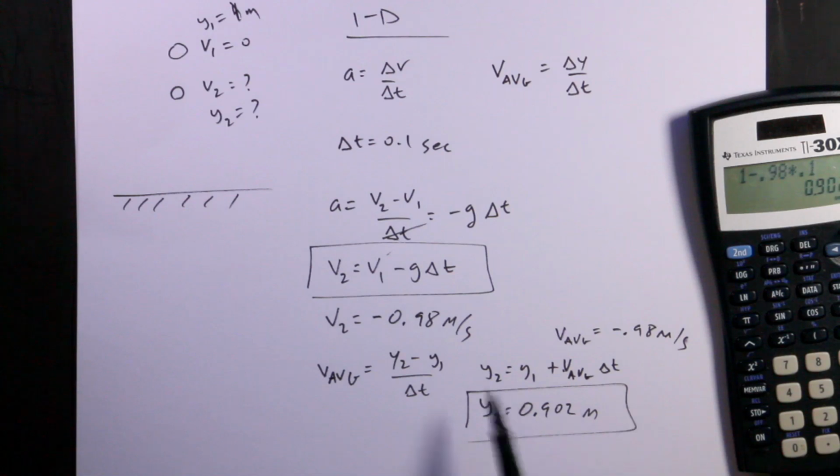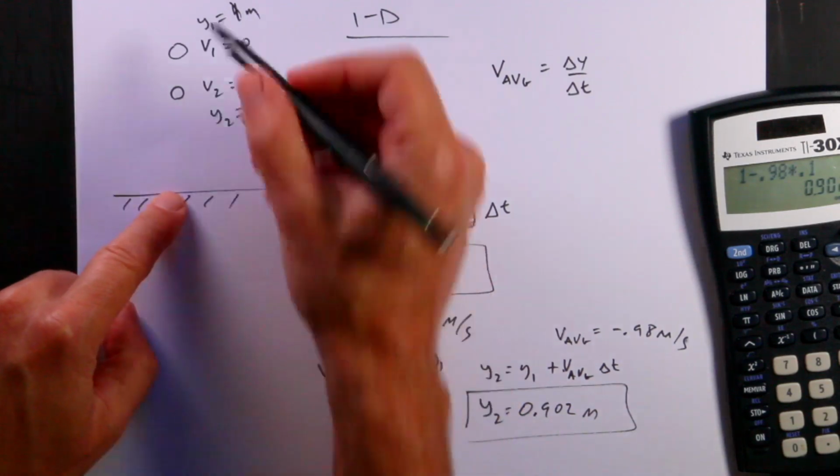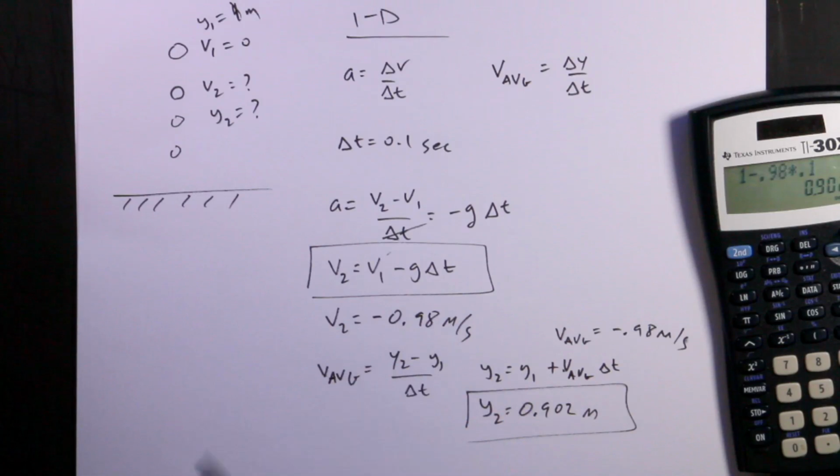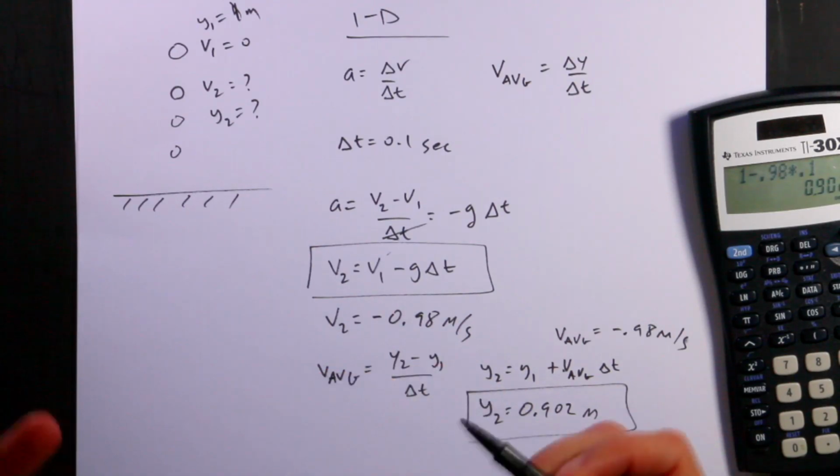But it's not at the ground, right? Because this is not a 0. So what does that mean? Well, that means I have to do it again. I want to find out how long it takes to get to the bottom. I'm going to do this in 0.1 second steps. And how many steps am I going to have to do to get that?